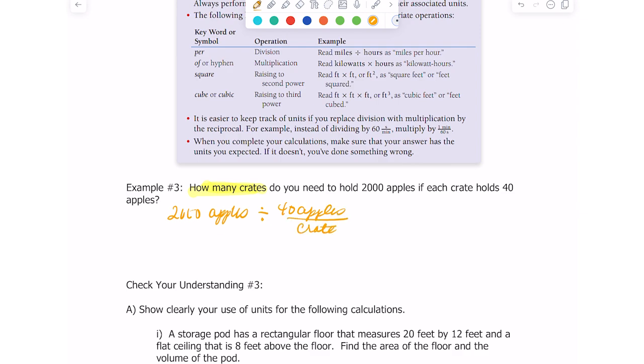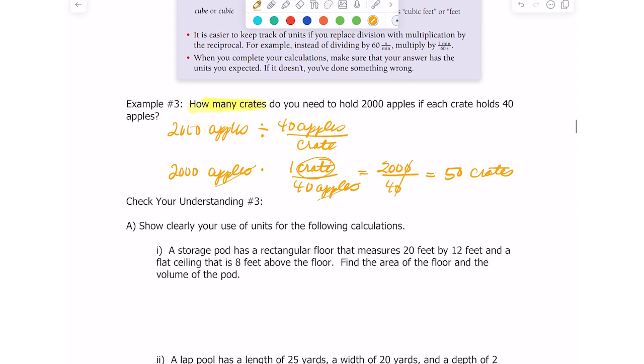And remember that dividing is the same thing as multiplying by the reciprocal. So here I'm going to multiply by 1 crate over 40 apples. And as you can see, the apples cancel, and we get 2,000 times 1, which is just 2,000, divided by 40. I can cancel those zeros out, and I know 200 divided by 4 is 50, and I'm left with crates. So you would need 50 crates to hold 2,000 apples if each crate holds 40 apples.